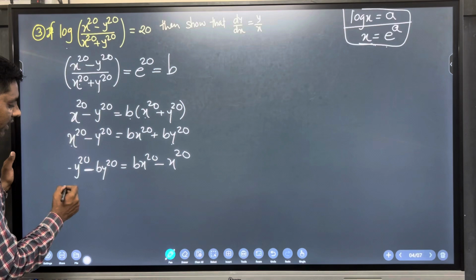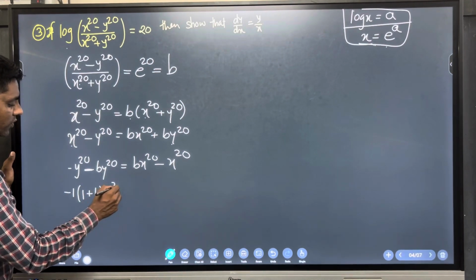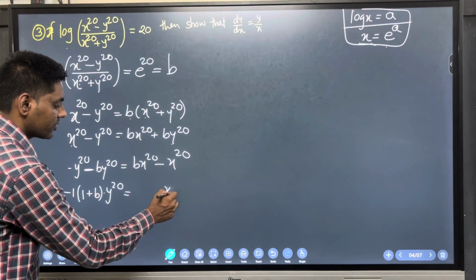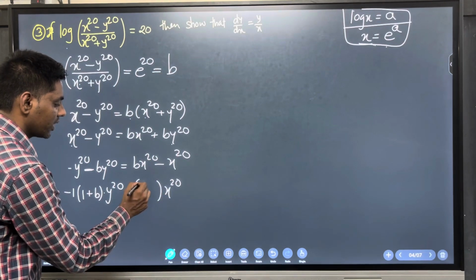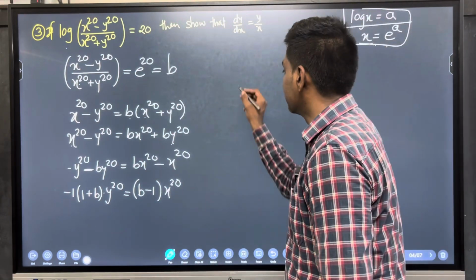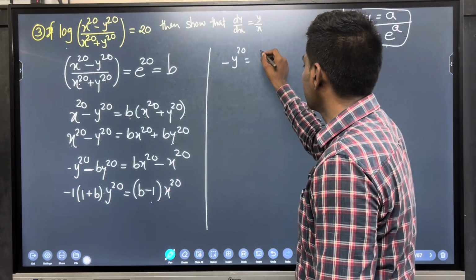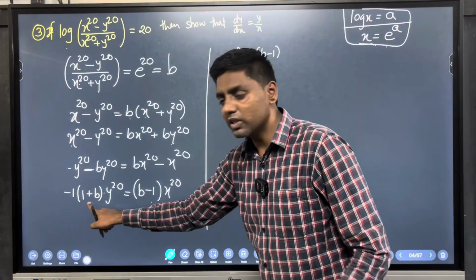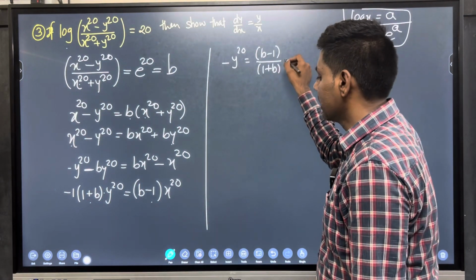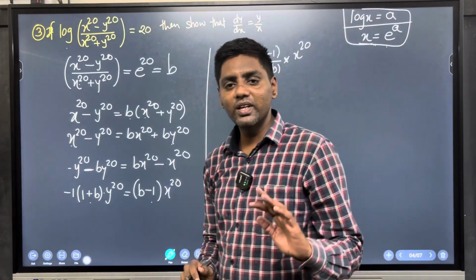So taking the common minus 1 here, 1 plus b into y^20 is present, simple, on both sides. And from here we take the common x^20, since it is the same, so in the bracket we get b minus 1. So write down this equation. We get minus y^20 equal to b minus 1 divided by 1 plus b into x^20. The term that was multiplied goes to the other side as divide, and x^20 stays as it is. Simple. Again we resubstitute.